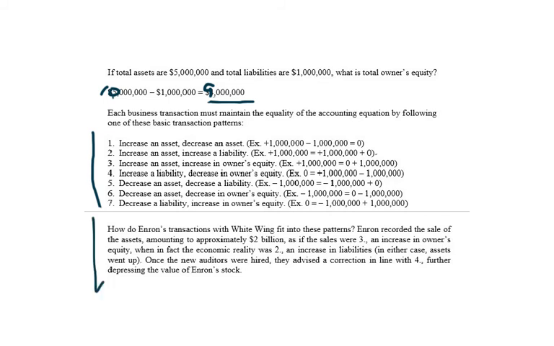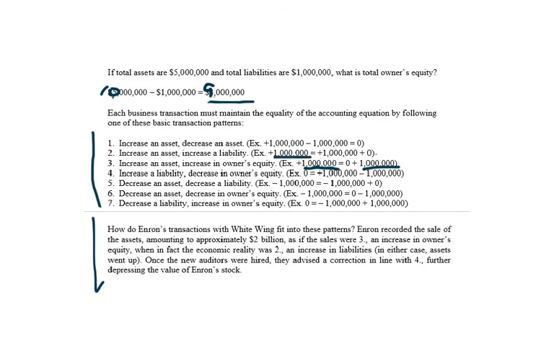There we go. Okay, so how do Enron's transactions with White Wing fit into these patterns here? What did they do? They recorded the sale of the assets, amounting to a couple of billion dollars, as if the sale were number 3. So they recorded it like, hey, look, our assets went up and our owner's equity went up, because that's what they were trying to achieve, an increase in their owner's equity. In other words, to make the company look better than it actually was. But what was the reality?